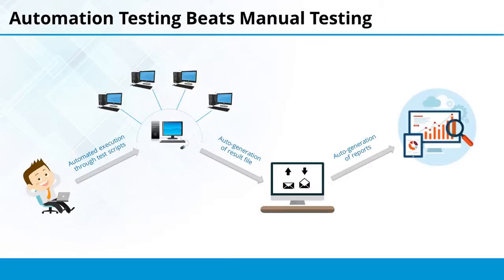Okay, he has automated all the test cases using test scripts. He's created an automated test suite. We've got multiple systems here in this slide. All right, and then we are getting auto-generated result files. That's what we can do. We can automate the result generation as well. And then we can maintain the result files at a particular location. And then we can also auto-generate the reports as well.